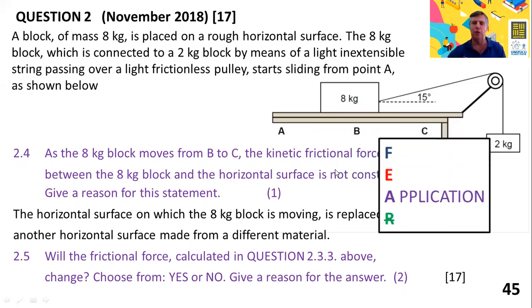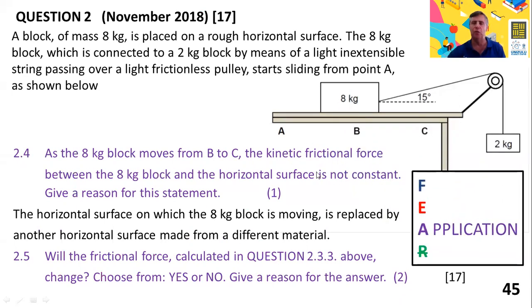So in fact, that's what changes here. These are the application questions. So the normal force changes, and that's because the angle here increases. I will explain it better on the next screen. Let me just deal with 2.5.